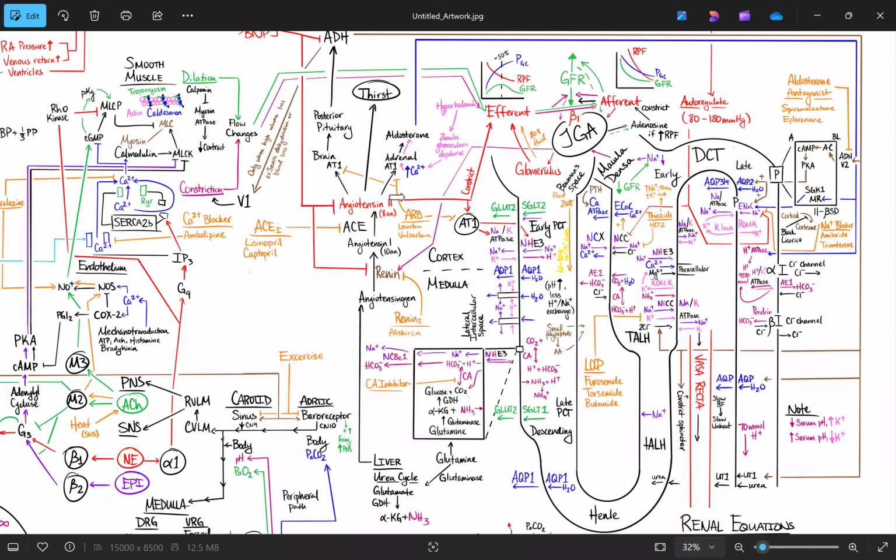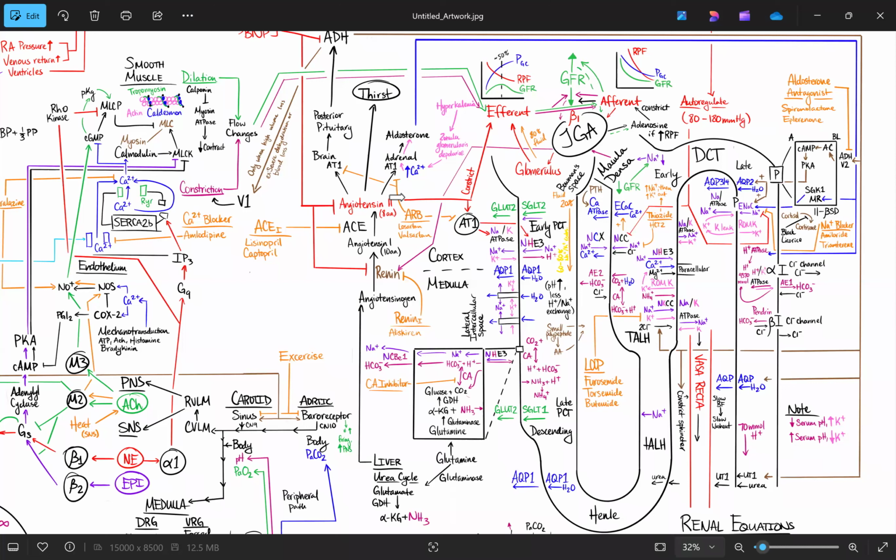In the descending loop, it's water permeable, salt impermeable, and then around the thin ascending loop of Henle, it's salt permeable but water impermeable. Once you reach your TAL, there are all those transporters I'll let you look at there. The important one to know is NKCC, and I'll talk about the relationship of that and all the other ones downstream when we talk more about meds.